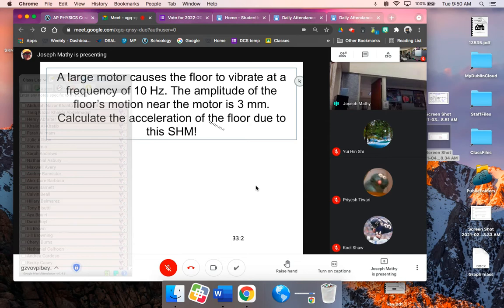So what do we really know about this problem? Let's try to get to some things that might help us out. We know that the frequency equals 10 hertz. Another way of writing hertz, right? By default, we know the periodicity of this, T, equals 1/10.